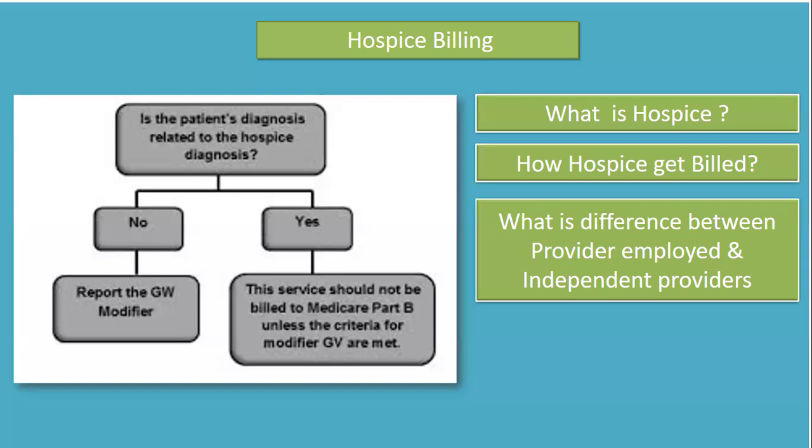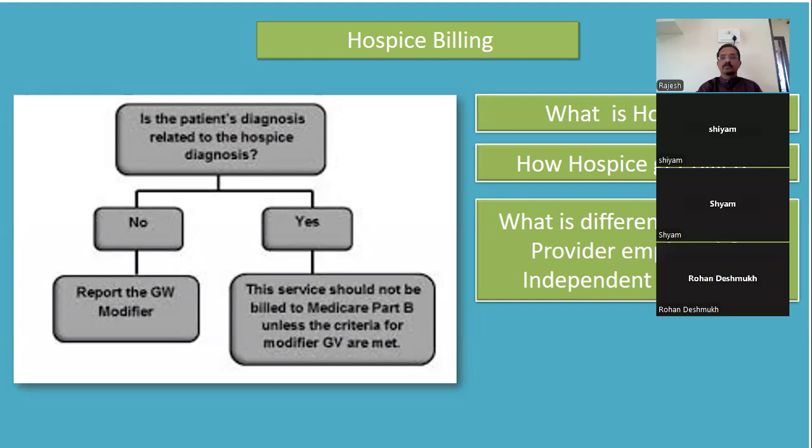So when you check the eligibility, you will find Aetna will say that the patient has a hospice, right? So in that scenario, what we need to do is file the claim to Medicare only, right? They are the only insurance going to cover this hospice.